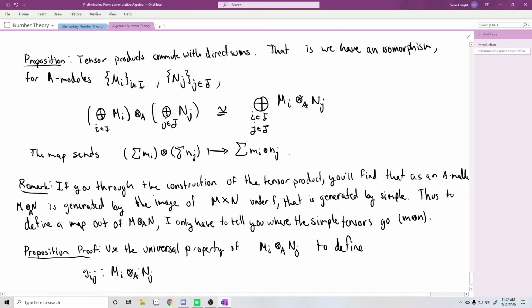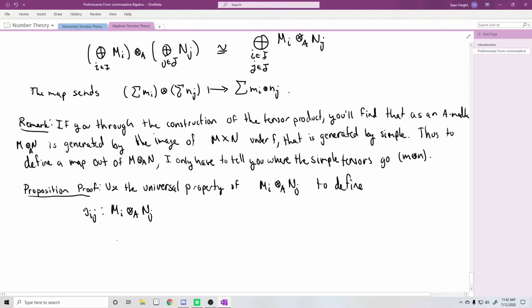I'll also remark here that a lot of times, if it's clear from context, people will just omit the subscript on the tensor. So if you see that, don't be alarmed. It just means that the author or the speaker thought it should be clear which ring you're taking the tensor product over. Okay, so I'm going to define G_ij from M_i tensor N_j to the big direct sum on the left.